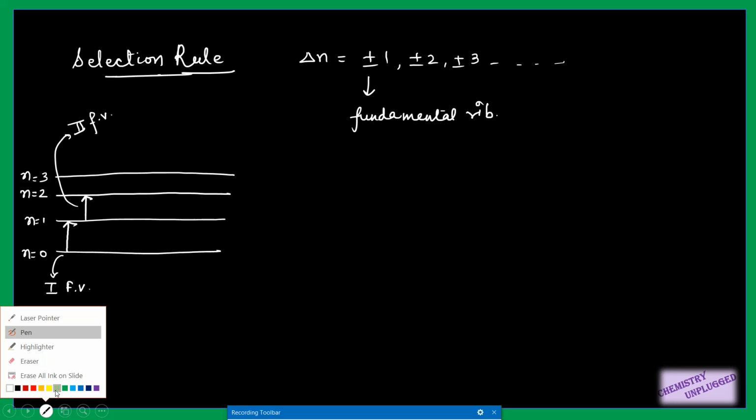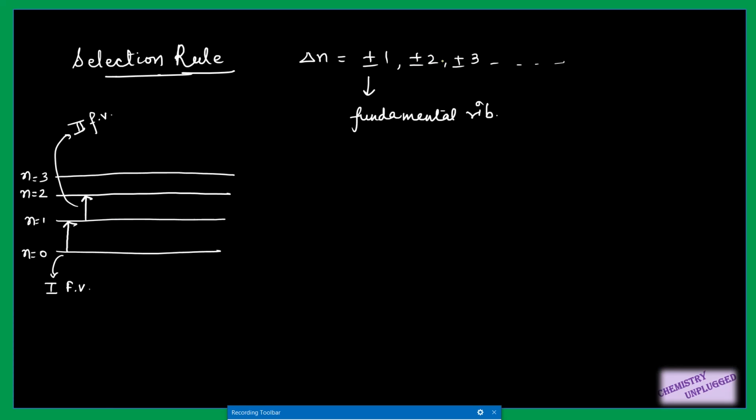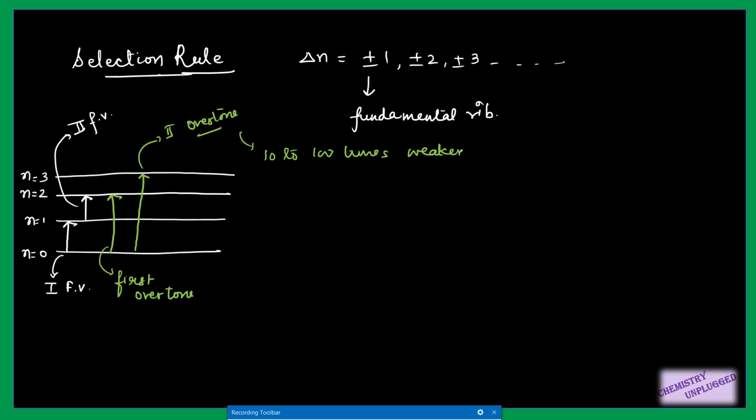Then next is plus minus 2, meaning a 0 to 2 transition, right? And this type of transition is called an overtone. So this is your first overtone, and 0 to 3 is your second overtone. So in real bonds or anharmonic oscillators, overtones are allowed, and their intensity is much weaker. Their intensity is 10 to 100 times weaker than fundamental vibrations, but they are allowed.